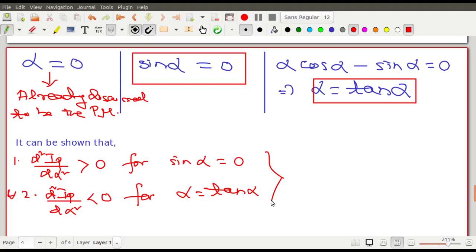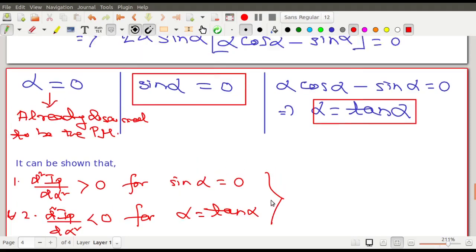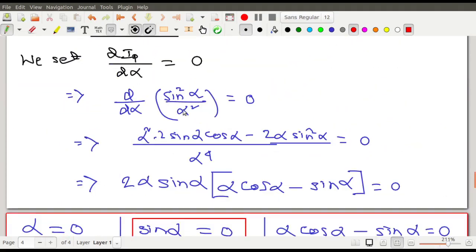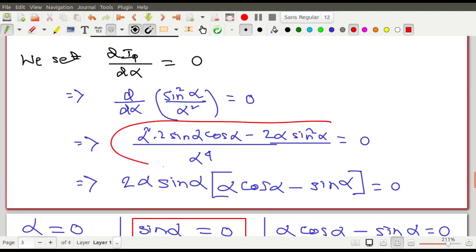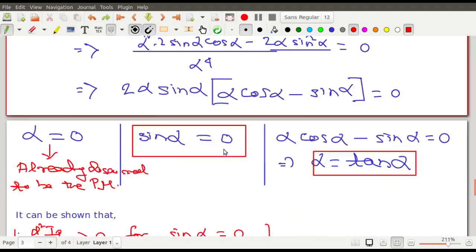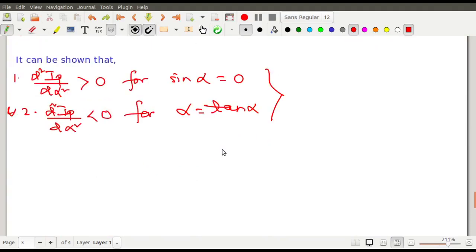But you don't need to differentiate this. No need to differentiate because it will be a very complicated differentiation. You see that this first derivative is already quite complicated, and if you try to differentiate it once again it will be very complicated, so leave it. Okay?